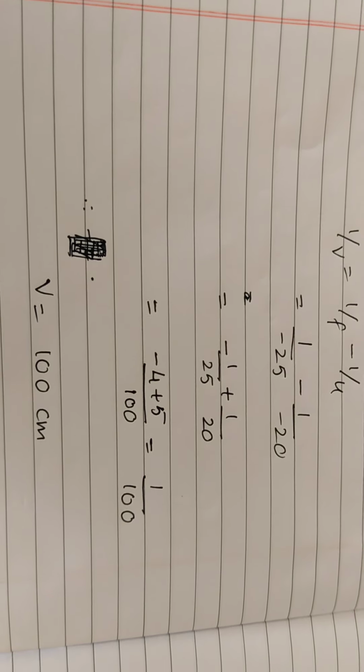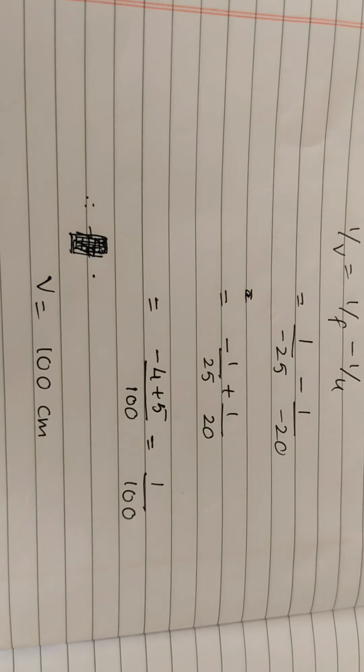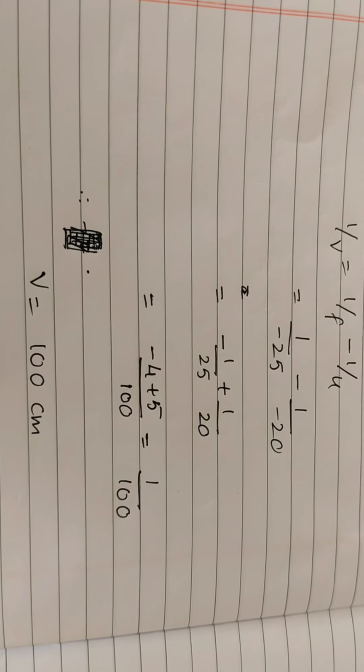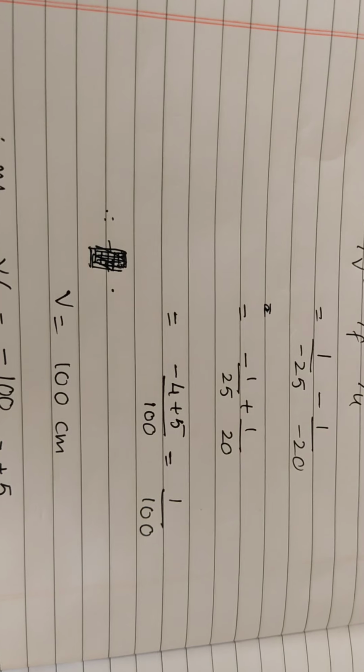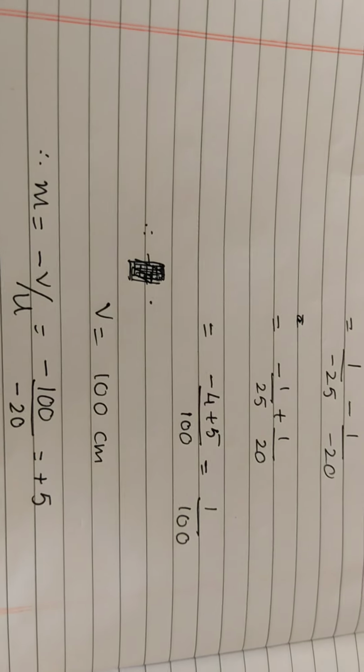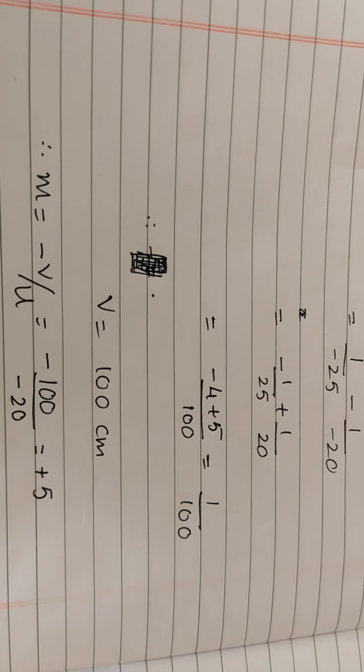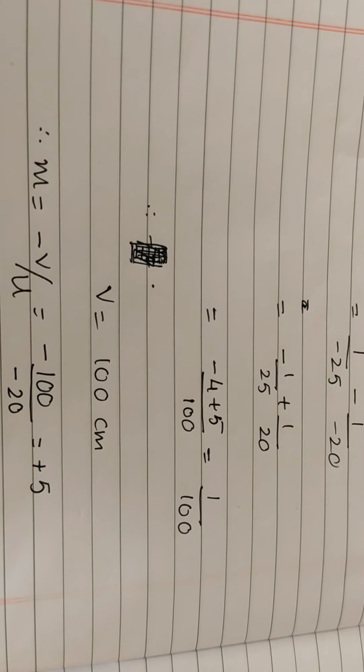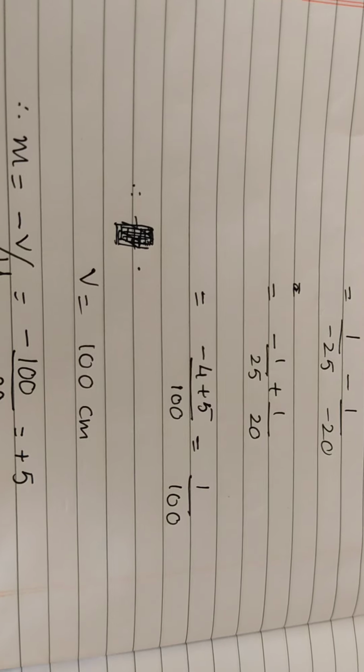It means the image is lying behind the mirror as expected, because it should be virtual and erect and behind the mirror. So now the magnification formula for mirrors is m equals minus v upon u, and putting the values of v and u, we get the answer for magnification as plus 5. So magnification is plus 5. So out of the given options, A is the correct answer.